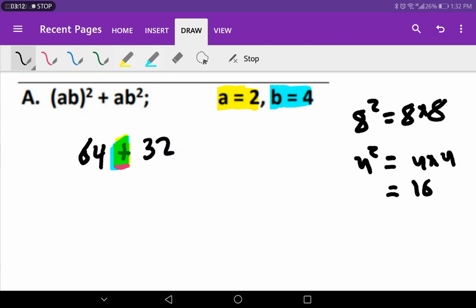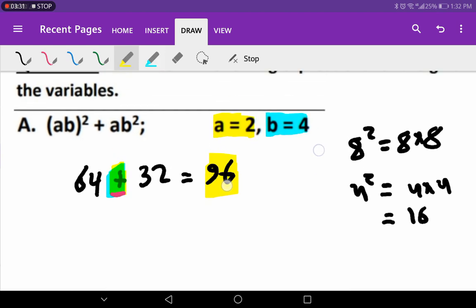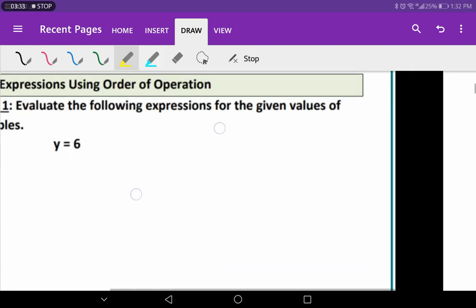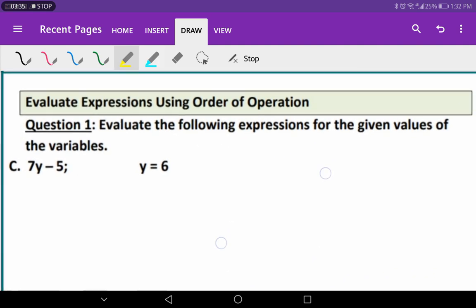Now 32 plus 64, which is 96. So I evaluate the expression, and it is equal to 96. I evaluate the algebraic expression when a equal 2 and b equal 4, which equals 96. This is the first question. I hope you get the benefit from it. Let's go to the next one.